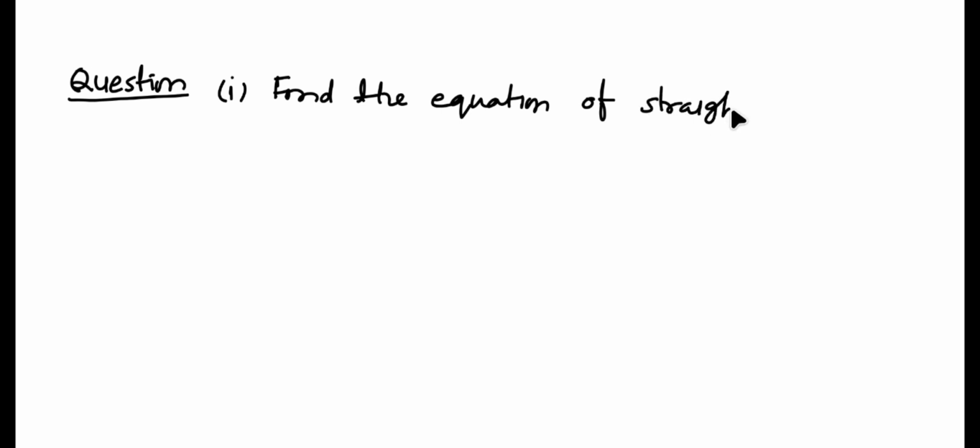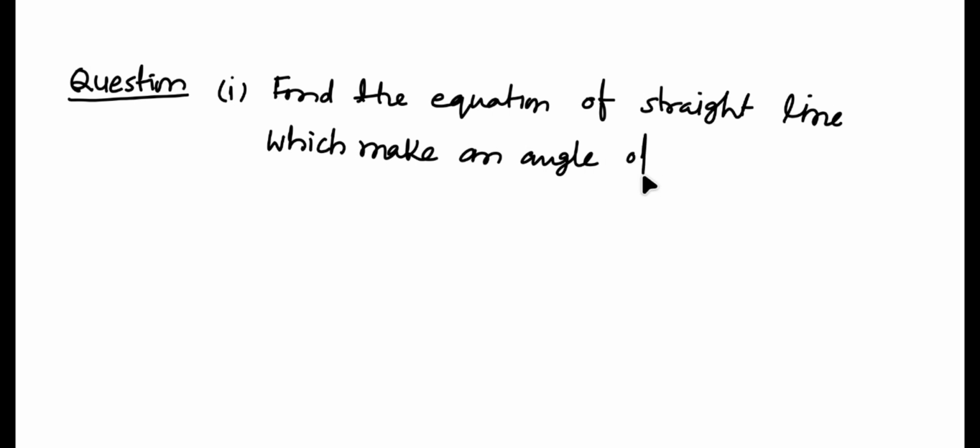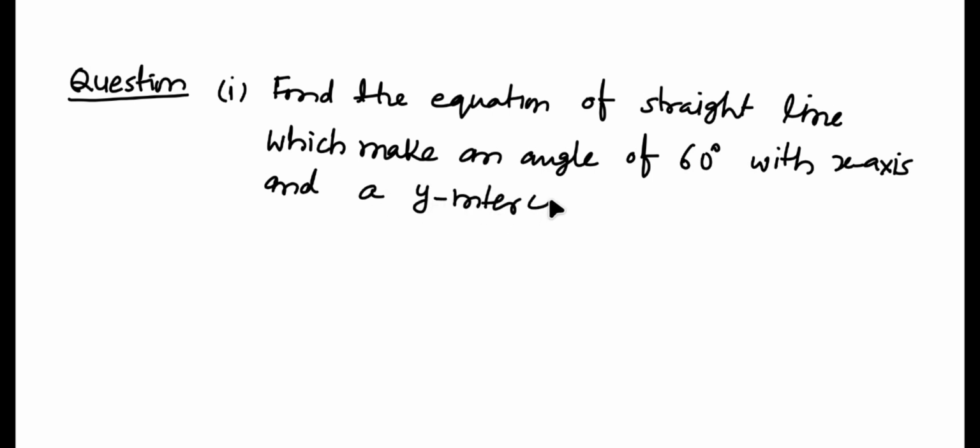Question number one: find the equation of a straight line which makes an angle of 60 degree with the x-axis and a y-intercept of 5.